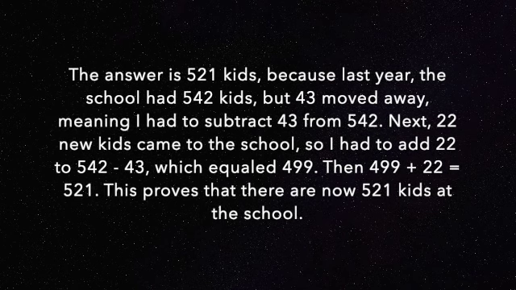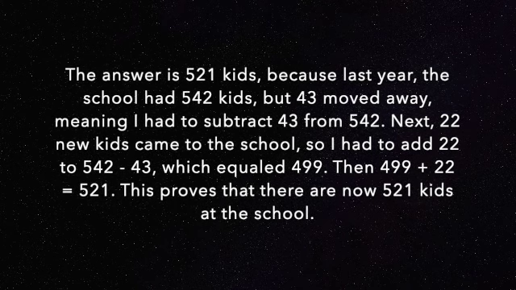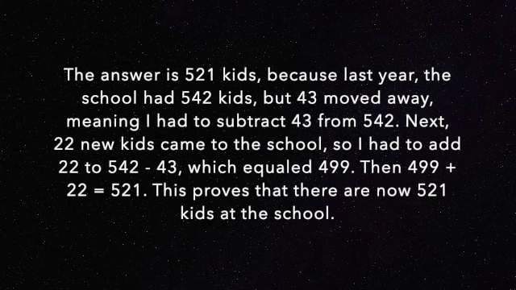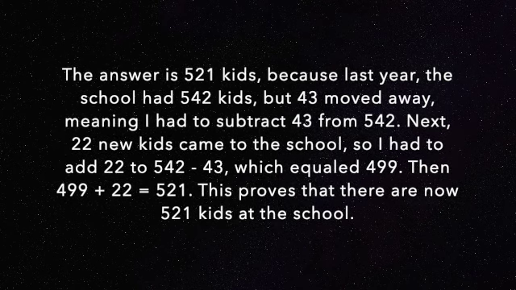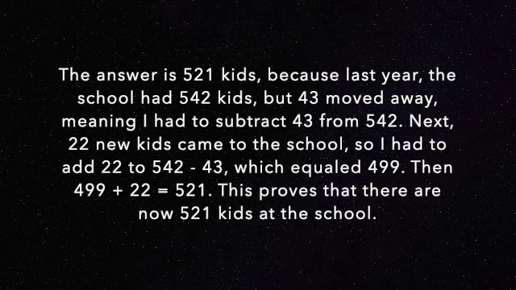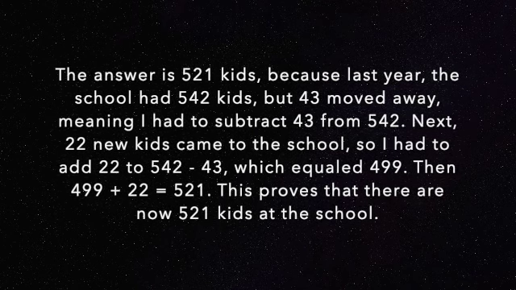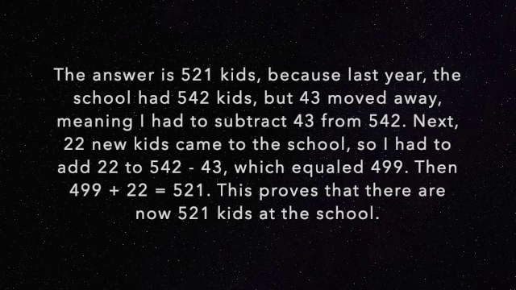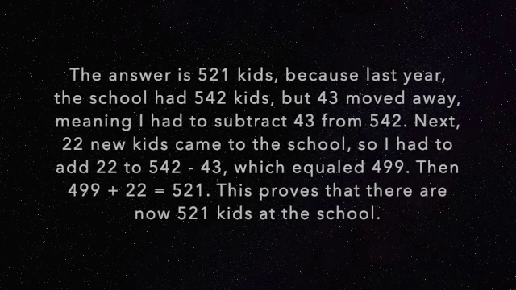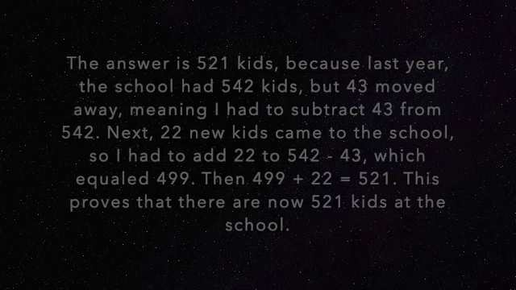Next, 22 new kids came to the school, so I had to add 22, and 542 minus 43 equals 499. Then 499 plus 22 is 521. This proves that there are now 521 kids at the school. So I pretty much used the information from my problem and put it into my sentence with the math that I already did. So we just explained everything we did, but with words that explain and prove my answer. So our last problem for today is this problem.